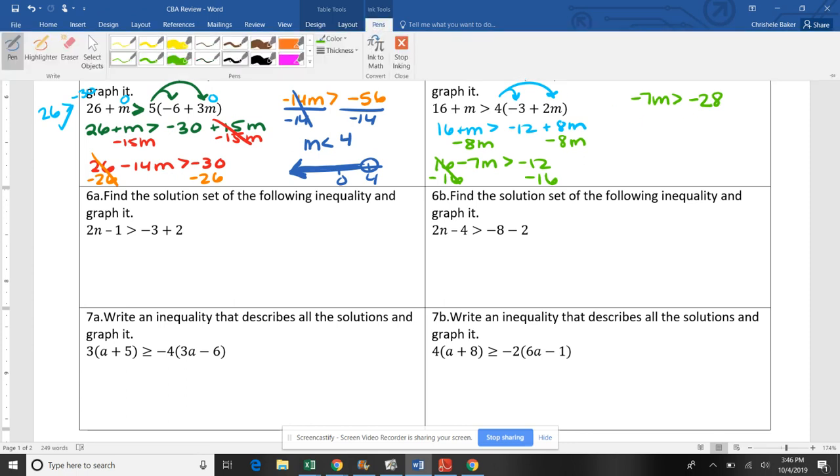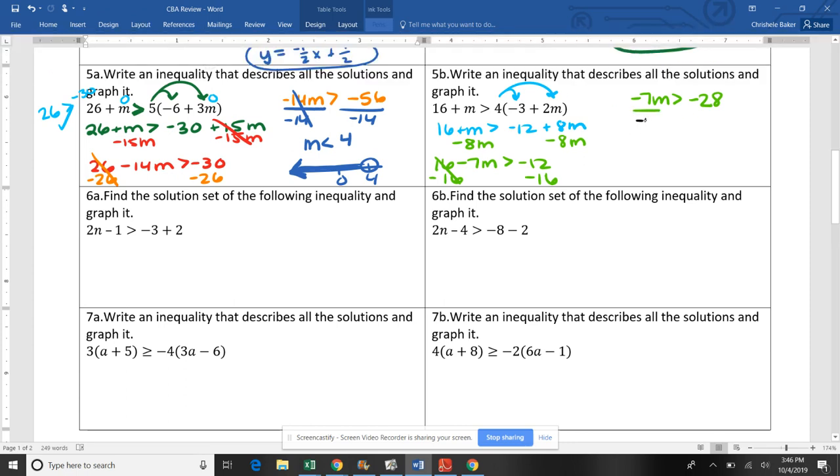At this point, when I divide both sides by negative 7, I'm going to have to flip my sign from a greater than to a less than, and negative 28 divided by negative 7, again, is 4. So I have an open circle at 4, and I'm shading less. Again, I'm going to check my answer.